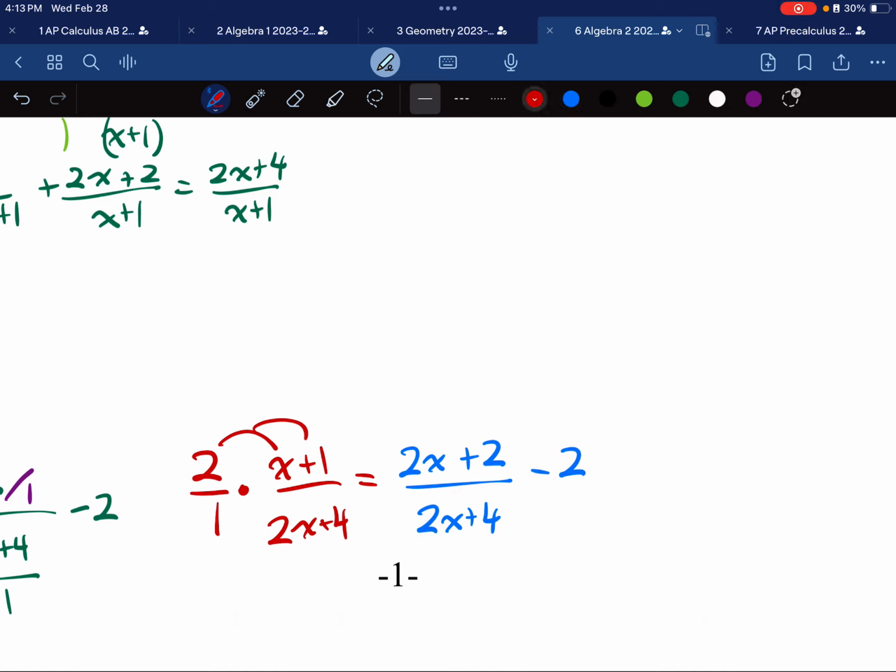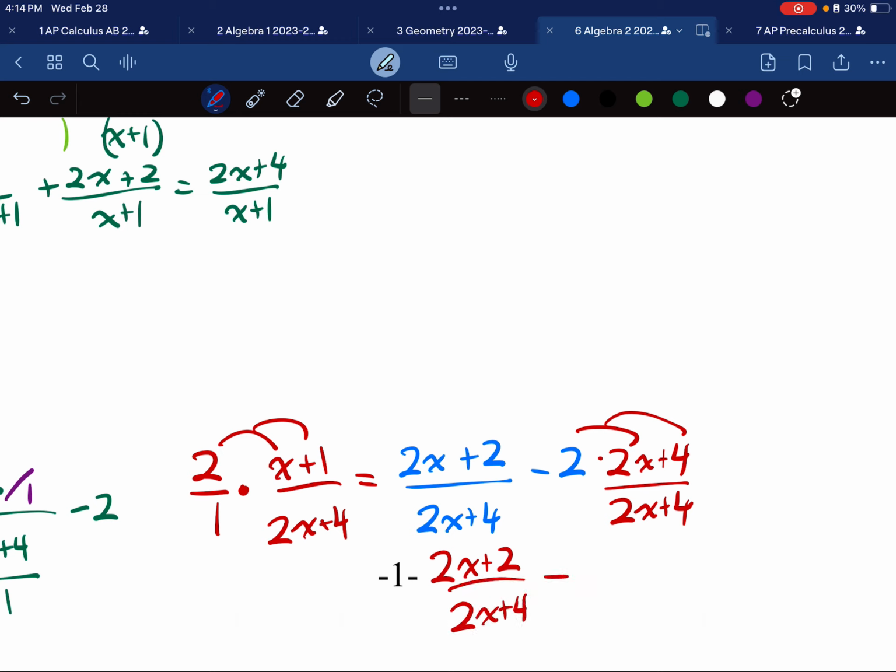So I need to multiply this one by 2x plus 4 all over 2x plus 4. Distributing in here at the same time means I'm going to be doing this problem of 2x plus 2 over 2x plus 4, just rewriting it, minus 4x minus 8. I'm distributing the negative as well. This whole negative is being distributed. And then that's all over 2x plus 4.